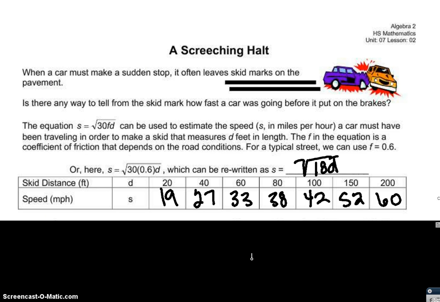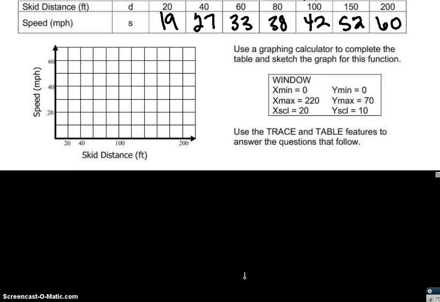So your tables should match mine. So go ahead and copy down these coordinate points. Now if we scroll down a little bit further, look at our graph. It says use a graphing calculator to complete the table and sketch the graph for this function. So what I want you to do is take these coordinate points that we have, and we're going to plot them on the graph.